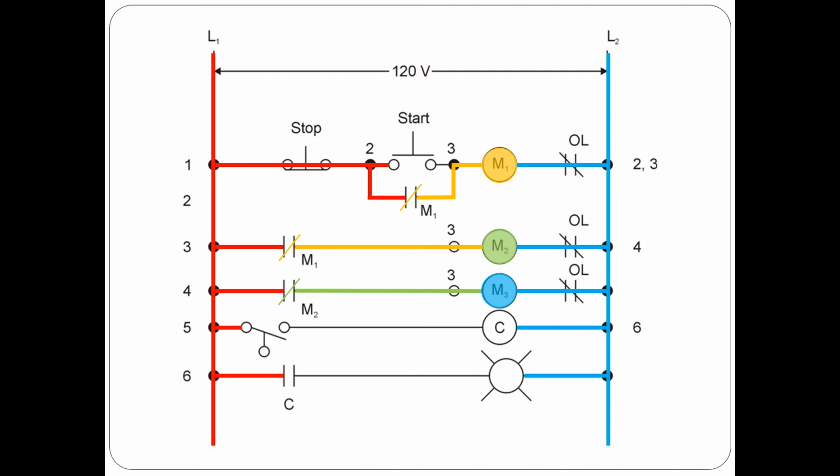In order for anything to happen to lines 5 and 6, I would have to close the pressure switch on line 5. When the pressure switch on line 5 is closed, then it now provides power over to coil C. As coil C is energized, it closes the contact on line 6, which then in turn energizes the light.